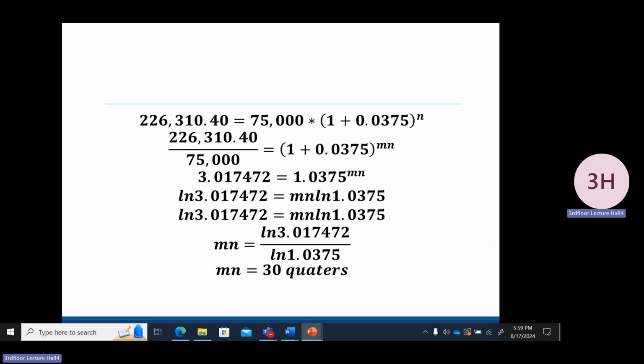So 30 means quarters. M here is 4. If you need the answer in number of years, 30 divided by 4, approximately 7 years. In quarters, it is 30 quarters you have to wait. In years, 30 divided by 4, and it will take about 7 years to grow the 75,000 into 226,310.